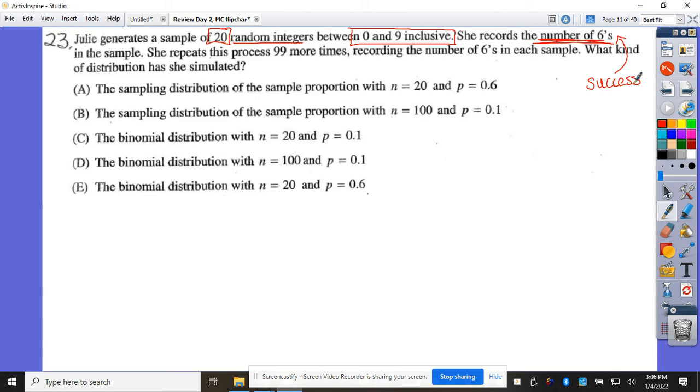I can go ahead and skip down here and look. Well, something's talking about P. Well, P is probability of success. So what is the probability of getting a 6 if I have 0 to 9 to choose from? 1/10. So I can already knock out A and E at that point.